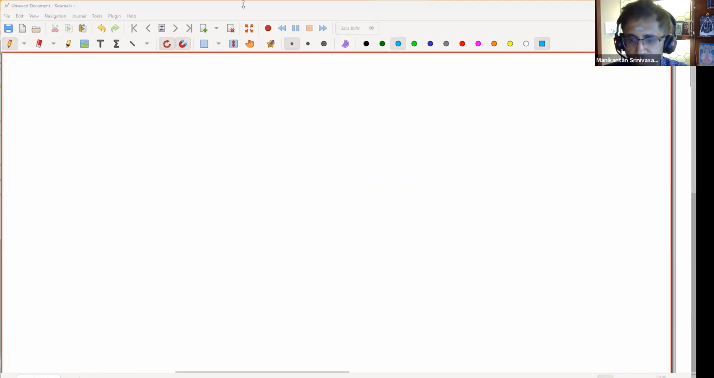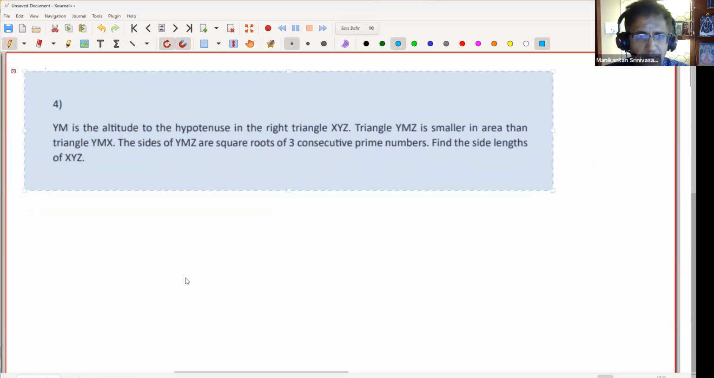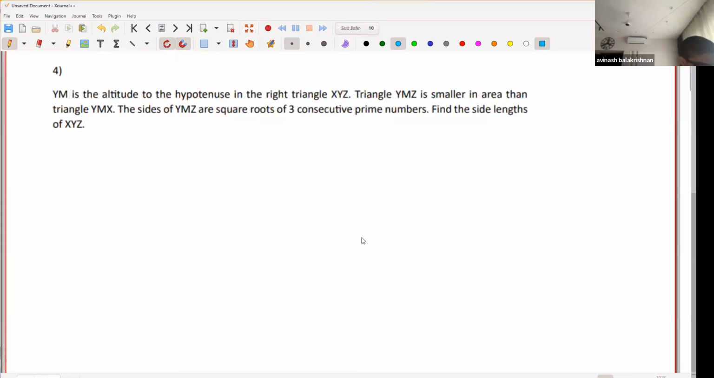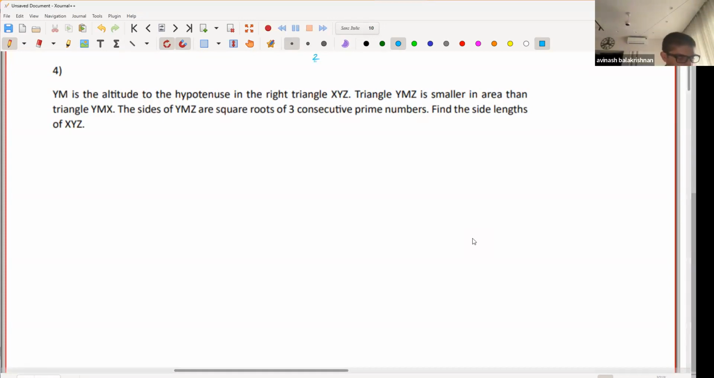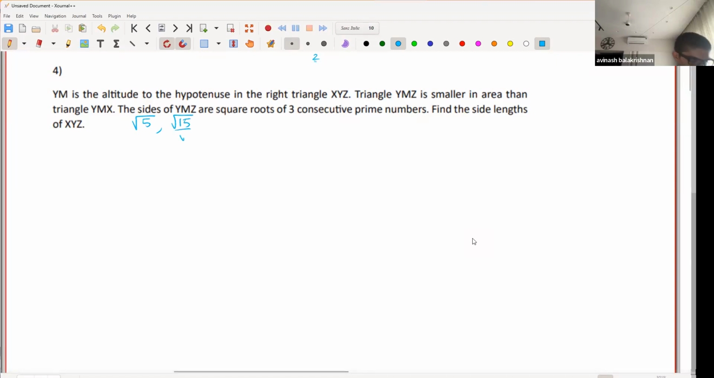Question 4, Avinash. Didn't we just discuss 4? I think there was question 3. Question 4 is: YM is the altitude to the hypotenuse. Wait, one second. So, find the side lengths of XYZ. I got root 5. Then I got root 15 upon root 2 and 5 upon root 2.